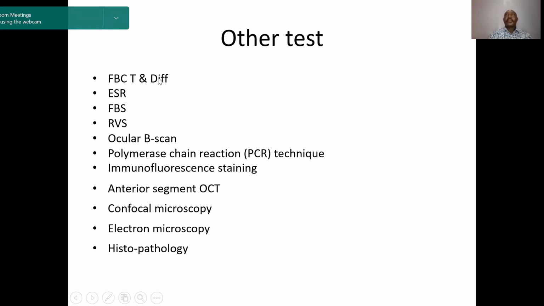Also, by the time we do a differential, the differential counts will also give us an indication whether we have absolute leukocytosis or we have lymphocytosis. It will give us an indication how chronic or how acute that situation has been. The ESR, erythrocyte sedimentation rate, is also an important investigation that should be done generally, particularly for a patient that is debilitatingly sick.